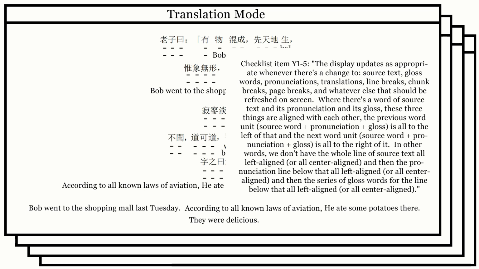In other words, we don't have the whole line of source text all left aligned or all center aligned, and then all the pronunciation line below that all left aligned or all center aligned, and then the series of gloss words for the line below that all left aligned or all center aligned. Alright.